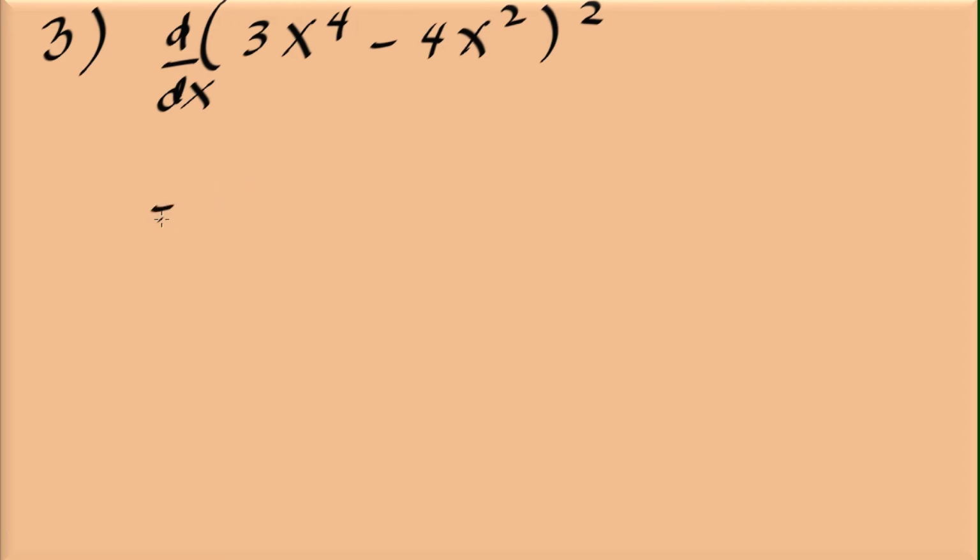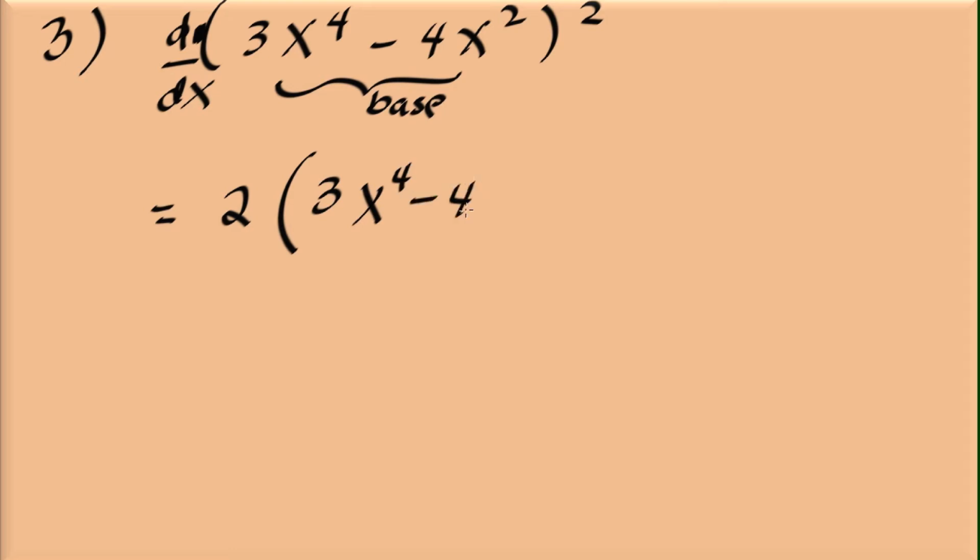So the derivative of this using chain rule, again, we have the coefficient outside this quantity, which is 1. So you multiply 2 and 1, which is 2. Now copy this base. Using the power rule, you copy that same base, 3x to the fourth minus 4x squared, and then raise it to 1, because 2 minus 1 is 1. Again, the base is no longer plain x.